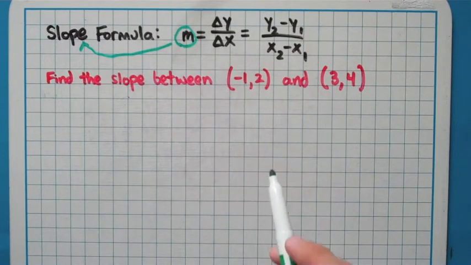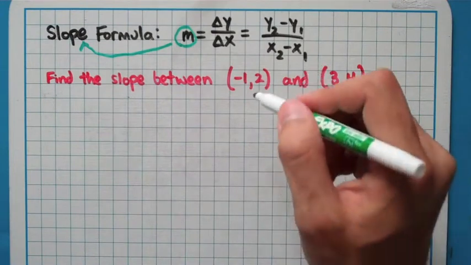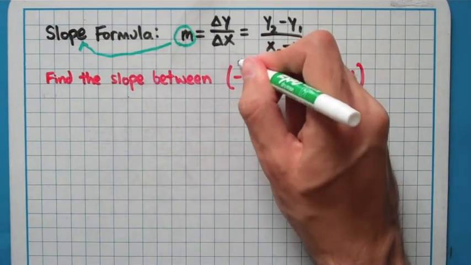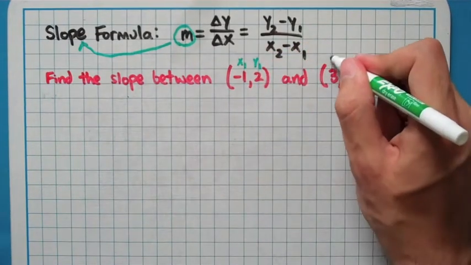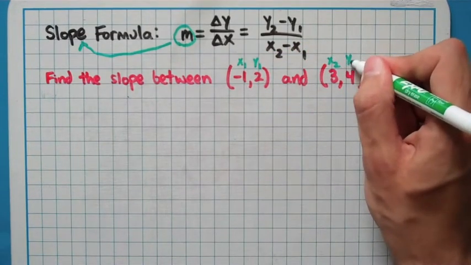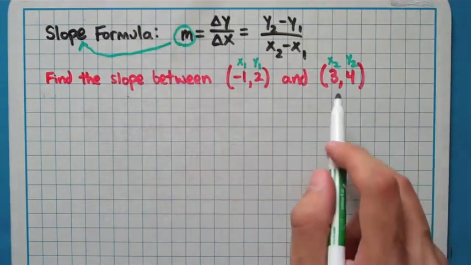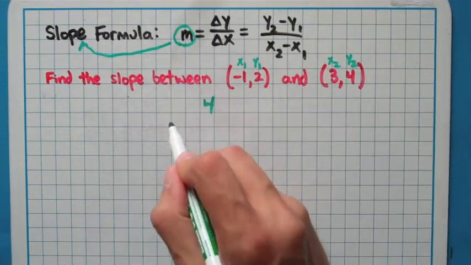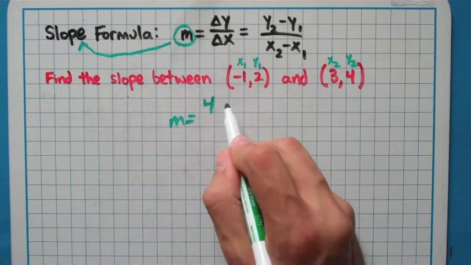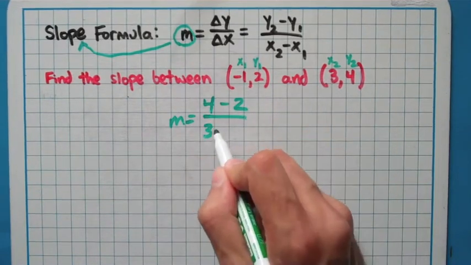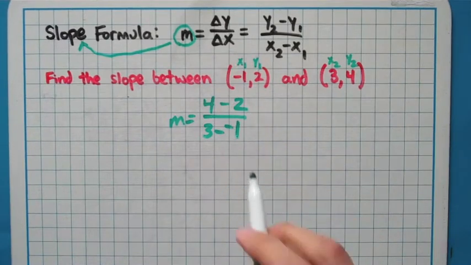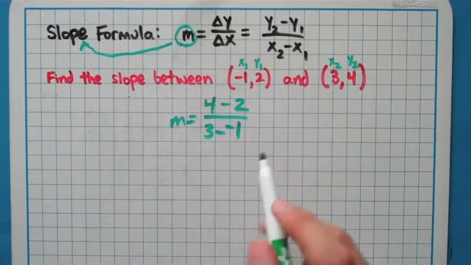So I gave you 2 points, and I asked you to find the slope between them. What we're going to do is, it's often helpful to label your points, especially at first. Here's my first x and my first y. There's my second x and my second y. And now I just pop them in the formula. My slope is going to equal y2 minus y1 over x2 minus x1. Notice I put minus a negative 1 right there.